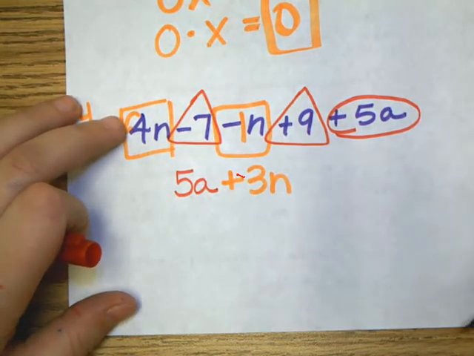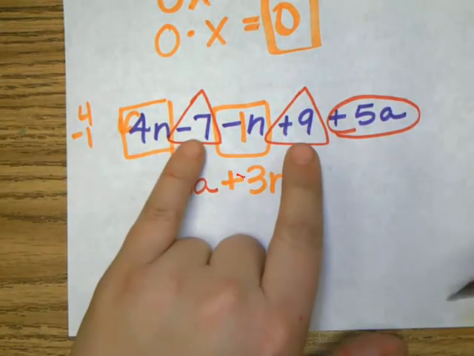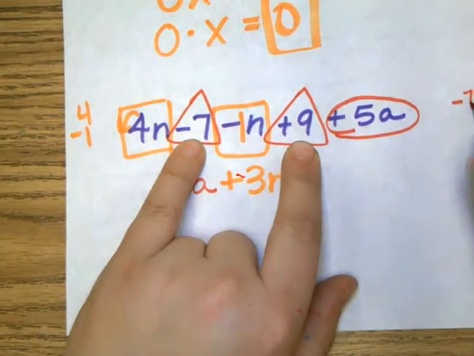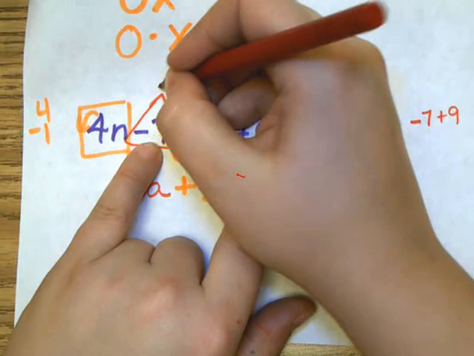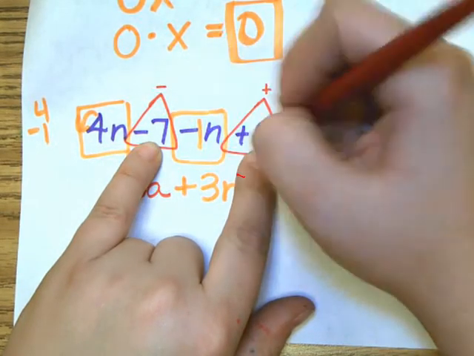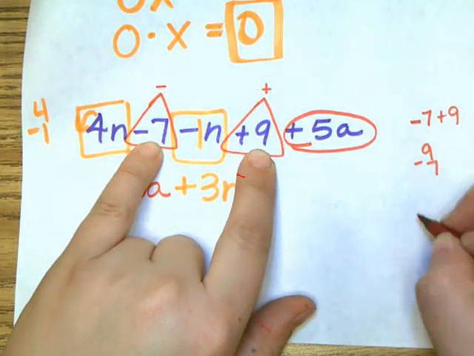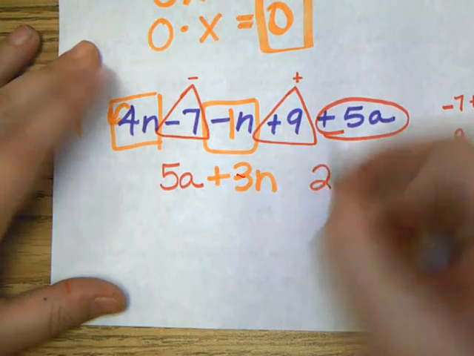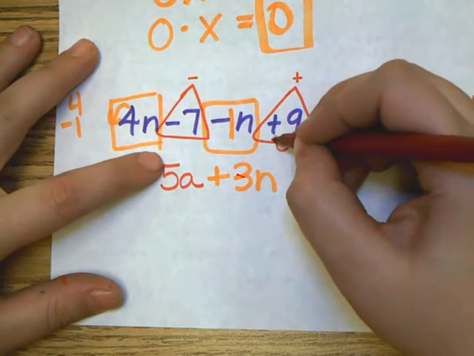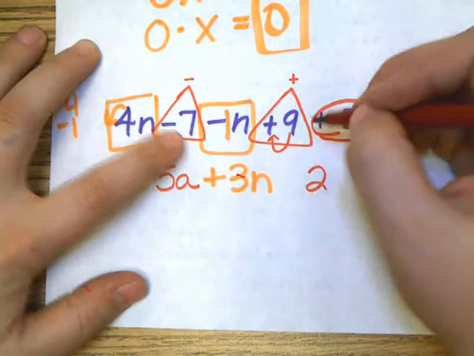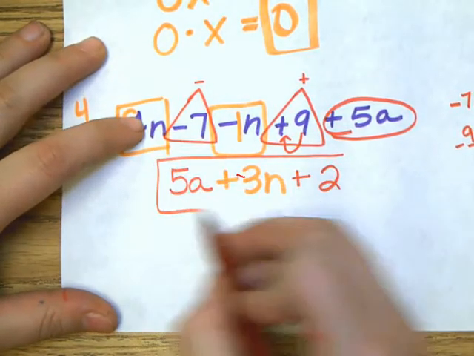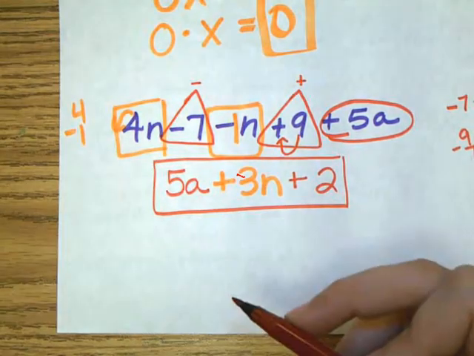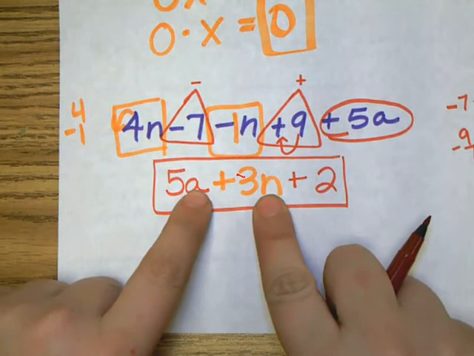Then we have a negative 7 and a positive 9. Those are like terms because they both don't have variables being multiplied next to it. So negative 7 plus 9, we need to figure out what that equals. They are different. This is a negative, this is a positive, so we're going to subtract them. 9 minus 7 is 2. And then we look in front of the larger number. 9 is bigger than 7, so it's positive 2.